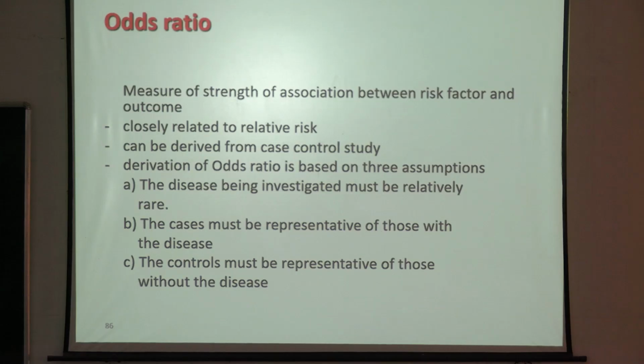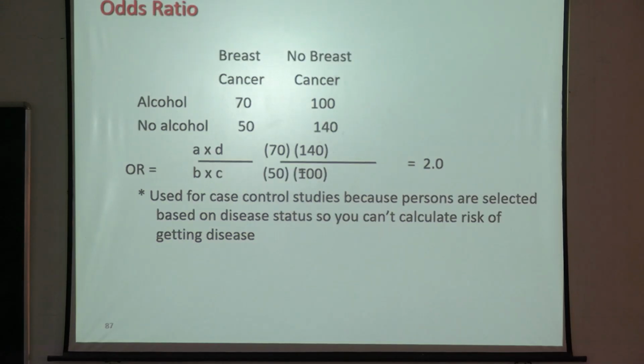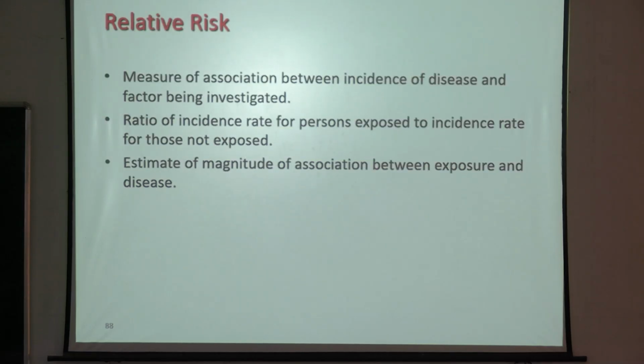So odds ratio is the important thing. It is a measure of strength of association between risk factor and outcome. There are 3 assumptions: cases must be relatively rare, must be representative of those with the disease, and controls must be representative of those without the disease. When the odds ratio is high, it means there is a clear-cut association.